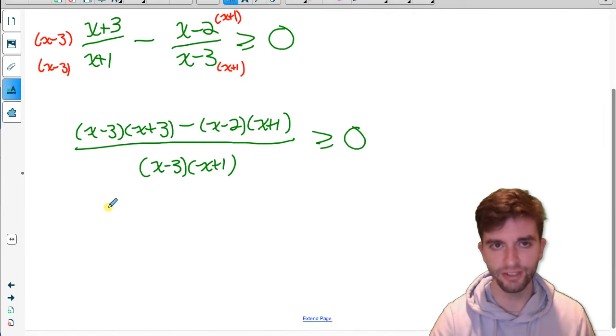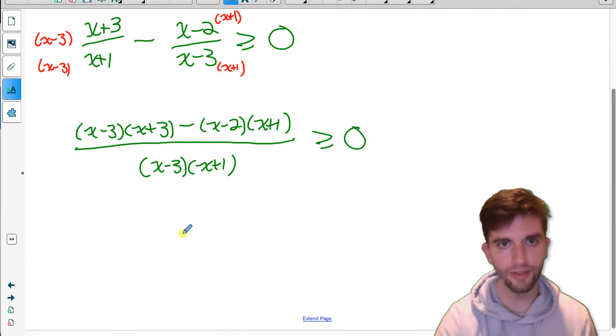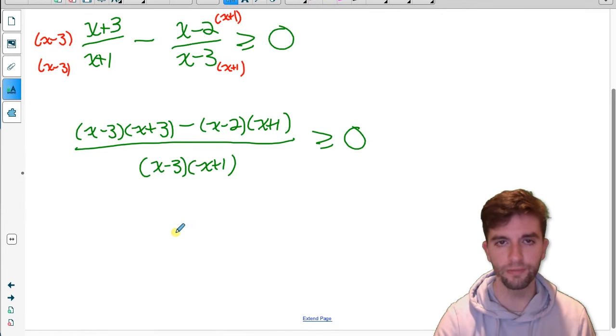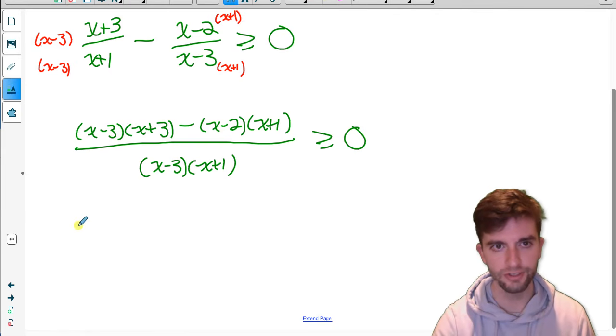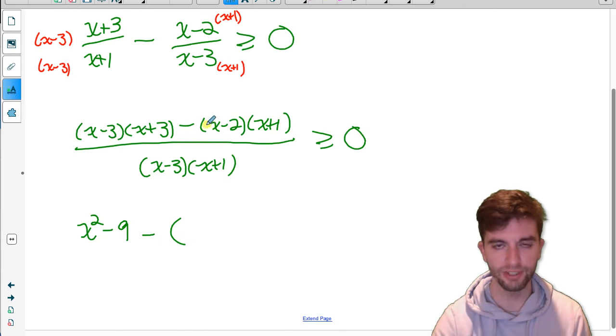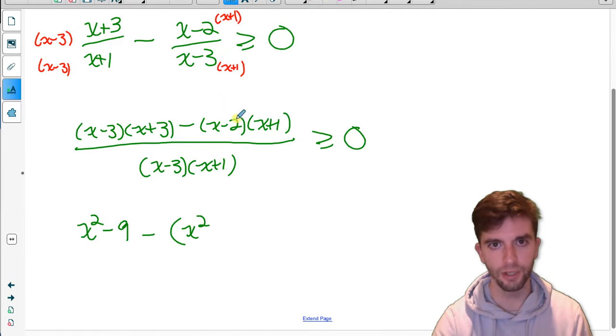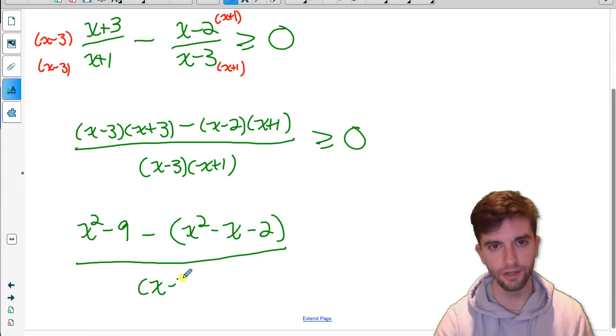Before I can find the x-intercepts, this up here is not in fully factored form. There's this minus sign here. So what I'm going to have to do is expand this and collect some like terms, and hopefully through that process be able to find what the x-intercepts are. So this is a difference of squares. That would be x squared minus 9 minus, make sure you put this product in brackets so that we know we have to subtract the whole product. So this product would be x squared plus x minus 2x, that's minus x, minus 2. And this is all over that common denominator.